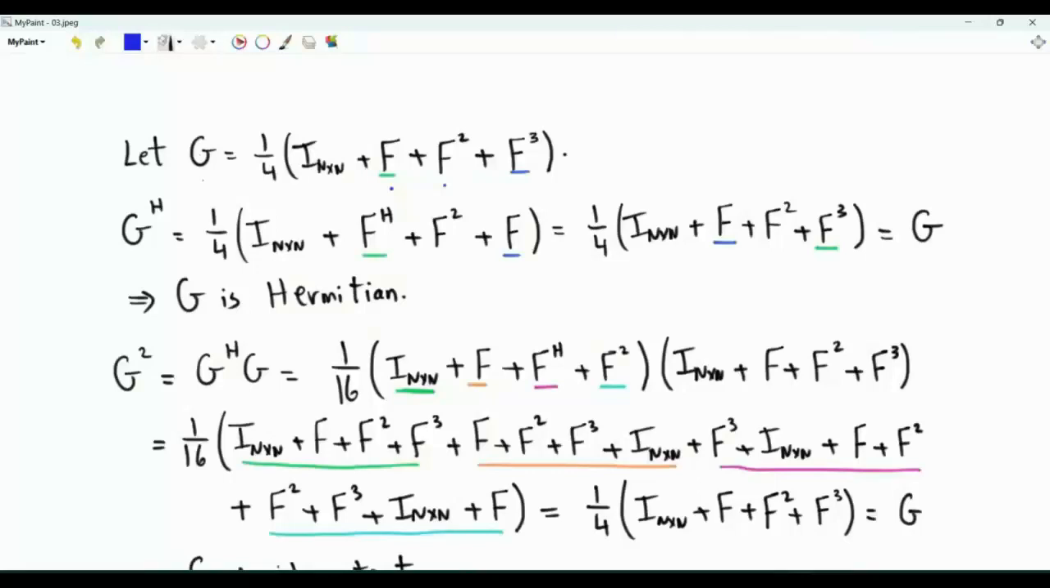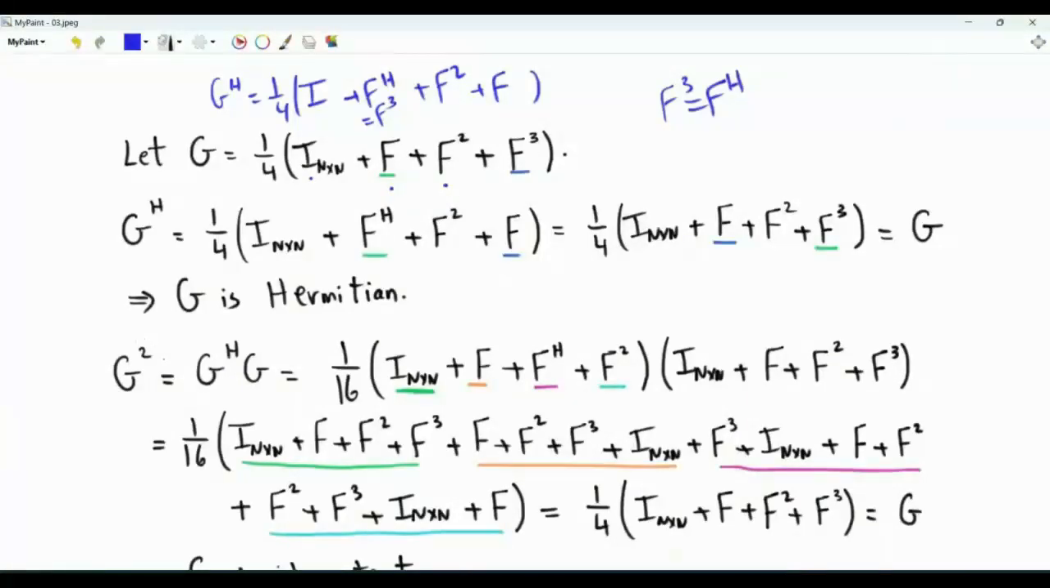What is the Hermitian of matrix G? Note that identity and F squared are symmetric real-valued matrices. So the Hermitian of these, I and F squared, is I and F squared. Note that F cubed is equal to F Hermitian. So the Hermitian of F is F Hermitian, which is F cubed, and the Hermitian of F cubed, which is F Hermitian, is F. Then G Hermitian is exactly equal to G.